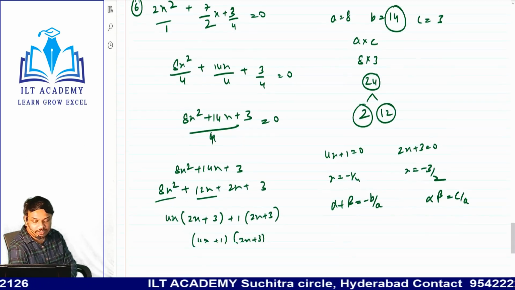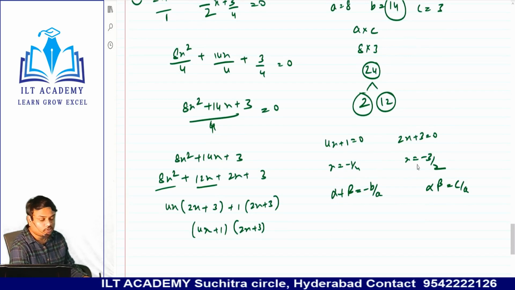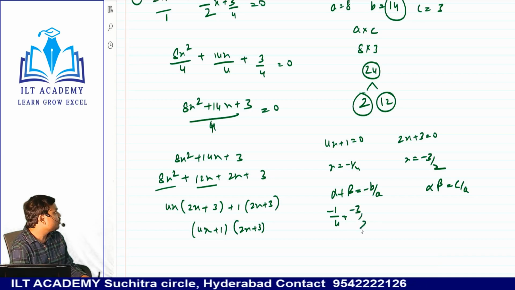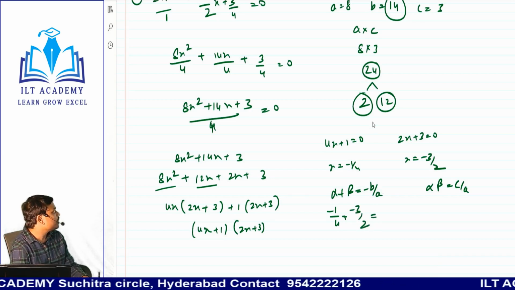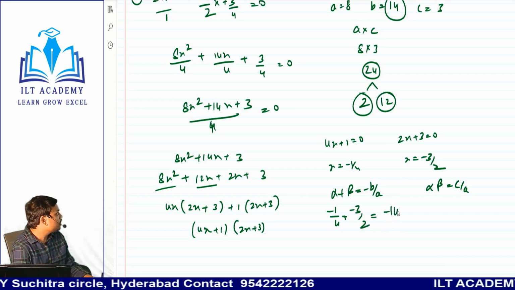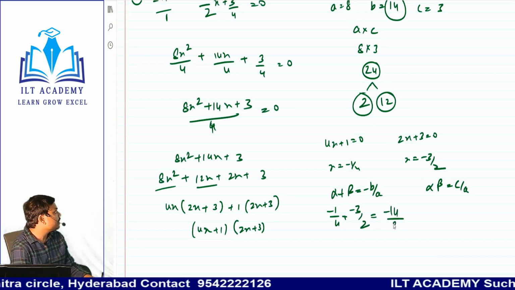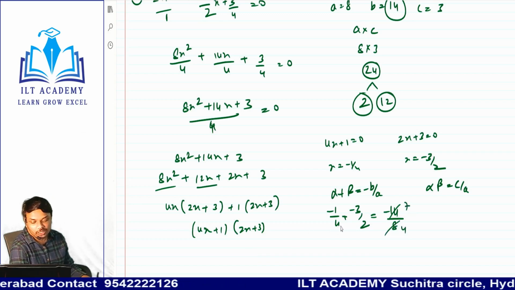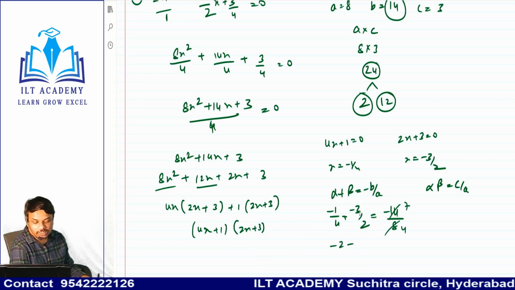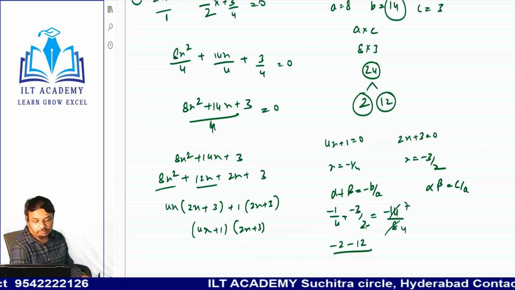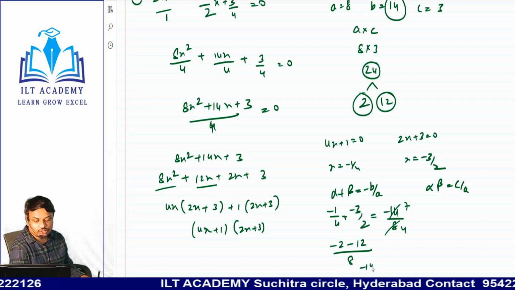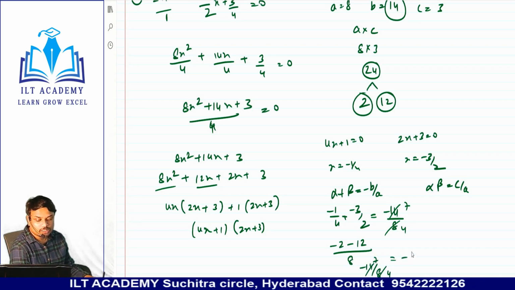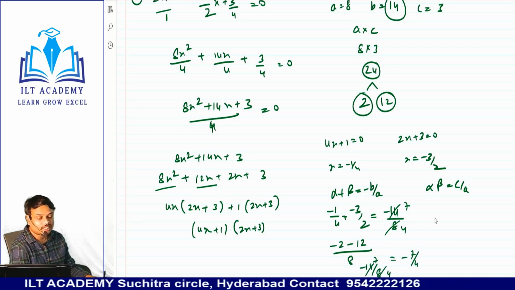Now what did we get? Alpha and beta value. Alpha value is minus 1 by 4, beta value is minus 3 by 2. This is equal to minus b by a. Minus b by a means what? Minus b is minus 14, divided by a value, which is 8. So minus 2 minus 3 fours are minus 12, divided by 4 twos are 8, which is minus 14 upon 8, which is minus 7 by 4. We have proved it here correctly.